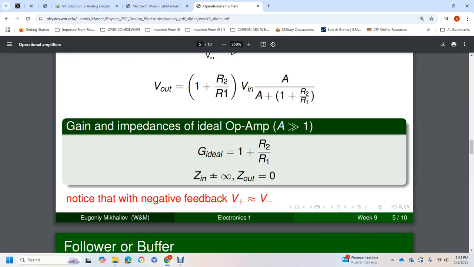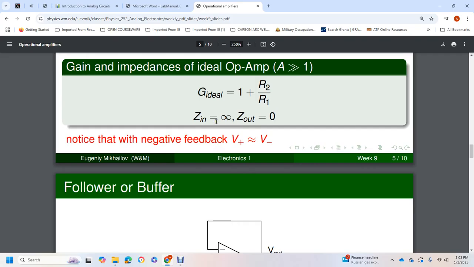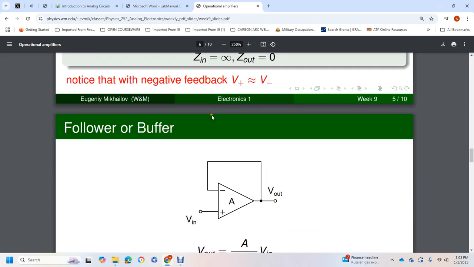Input impedance is equal to infinity. Output impedance is equal to 0.